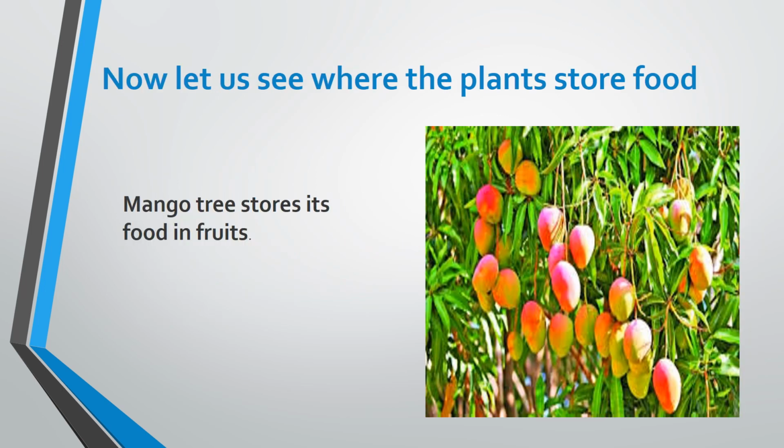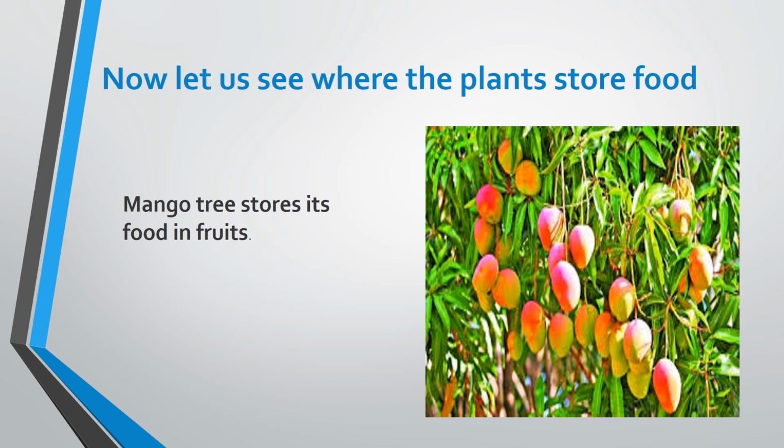Now we have learned so much about the leaves. Now let us see where the plant stores food. We all know that during the photosynthesis process, leaves make the food and store it. Now we will see different types of plants store food in different parts. So one by one we will see the different types of plants and where they store their food. First type is mango tree. So mango tree stores its food in fruits. We all eat the mango.